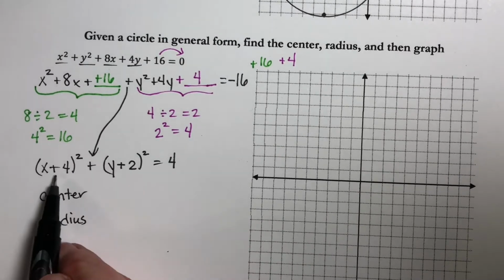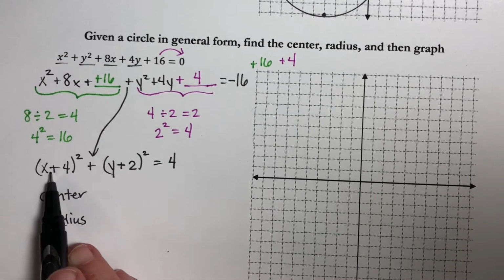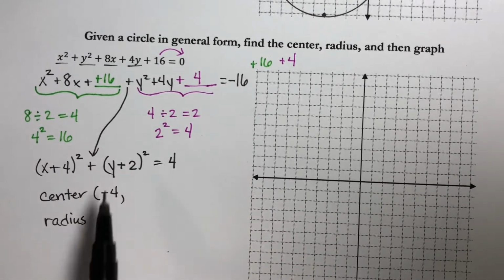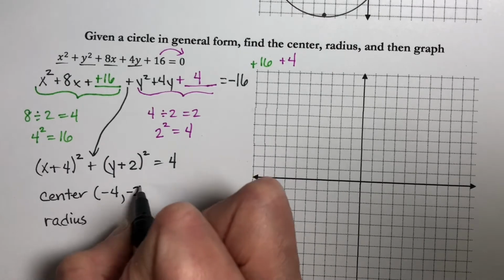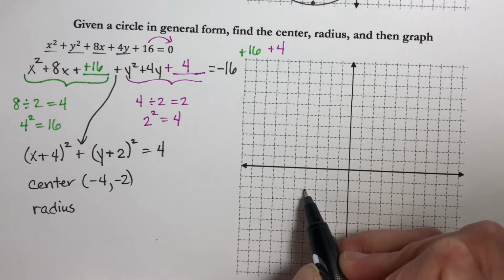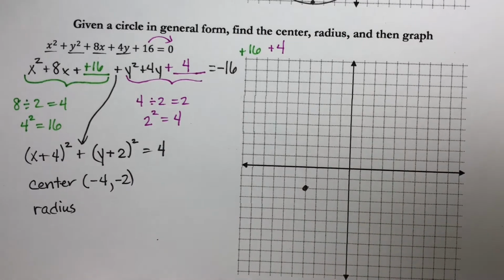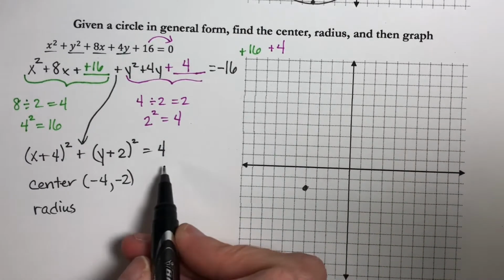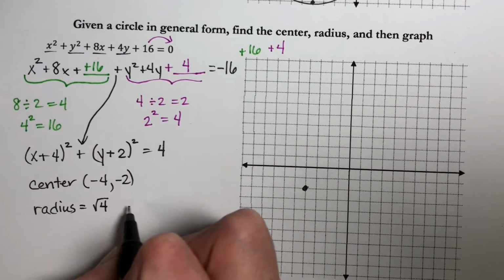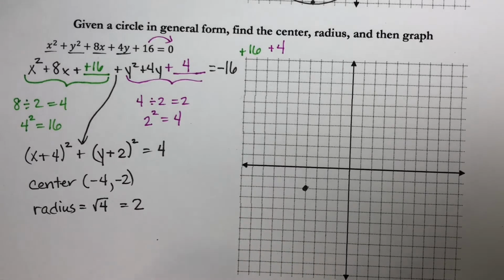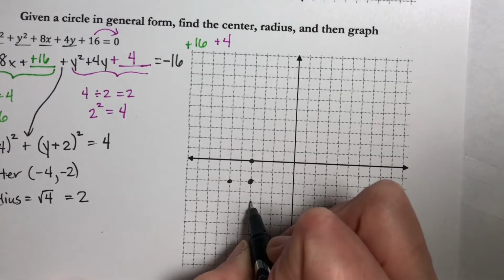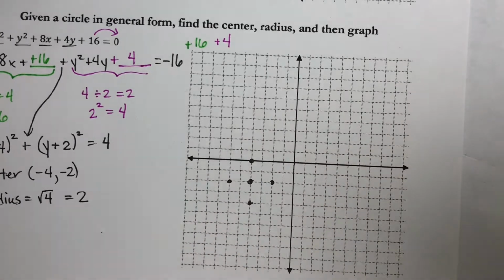Remember, to find the center, it's always the opposite signs. So your x-coordinate, this is plus 4, so your x-coordinate is negative 4. Your y-coordinate is negative 2. So the center of the circle is negative 4, negative 2. Okay. And then what is the radius? The radius comes from right here. The radius is the square root of 4, which is 2. So that means I need to go 2 away from the center in all the different directions.